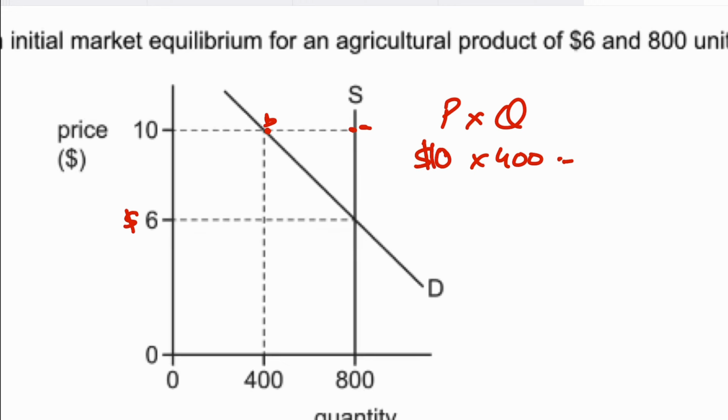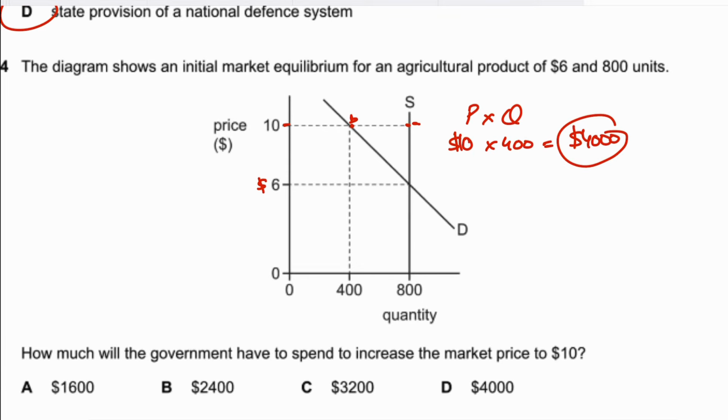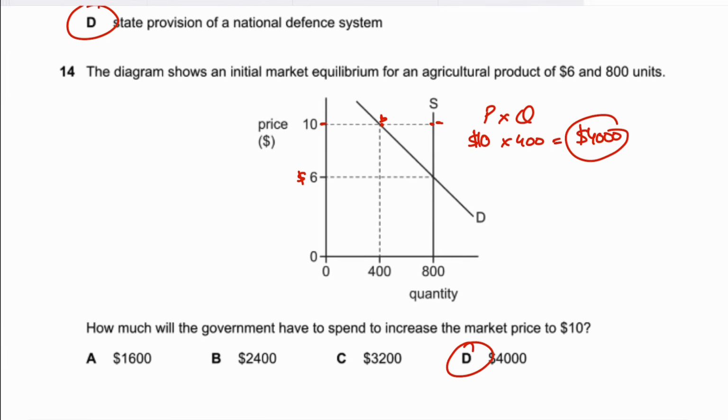And so the total expenditure that the government would have to make in order to ensure that the market price stays at $10 and does not fall back to $6 is that it will need to spend $4,000 and buy up all the surplus that is created at $10, ensuring that the market price stays at $10. Right, guys? So option D should be the correct answer.